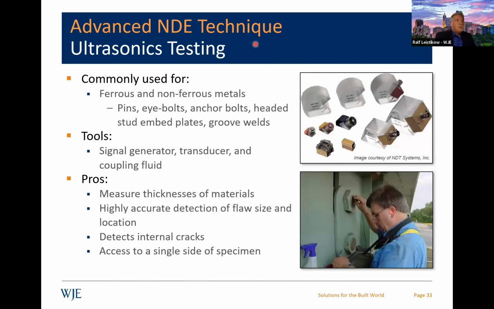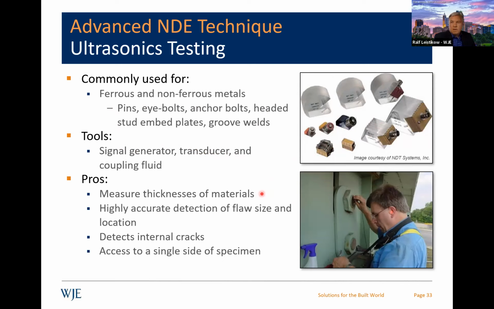And then now I'm going to get into the ultrasonics that I used in ferrous and non-ferrous metals. Those examples would be pins, eyebolts, anchor bolts, headed studs, embedded plates, and groove welds, those kinds of things. You can see the different probes or transducers that I used. So you need a signal generator, a transducer, which is this, and then a couplant, which is typically a gel material, on a contact area.